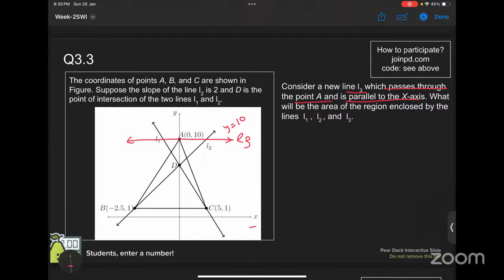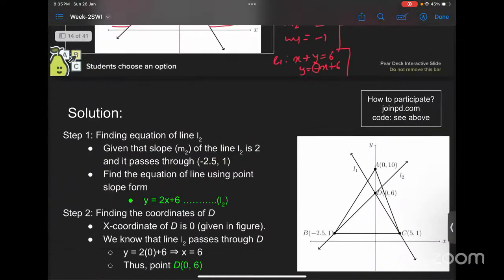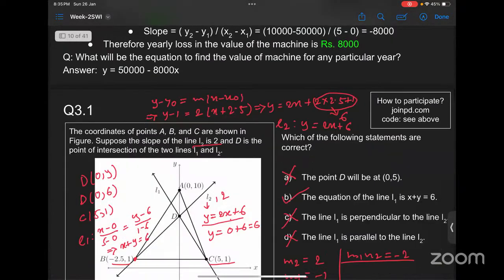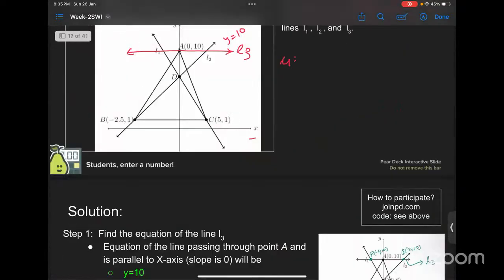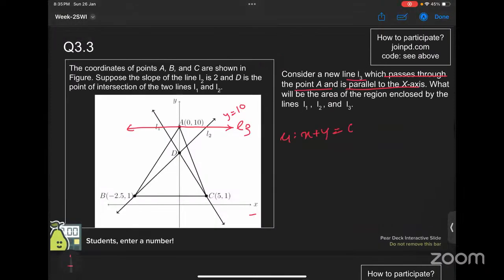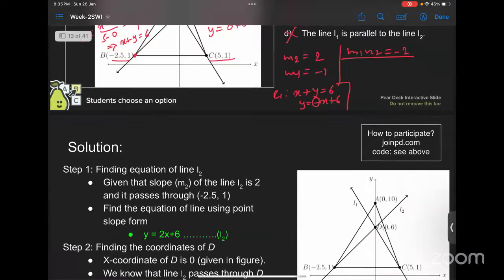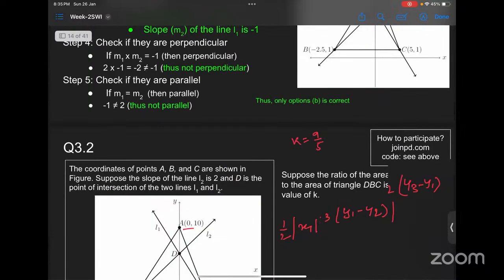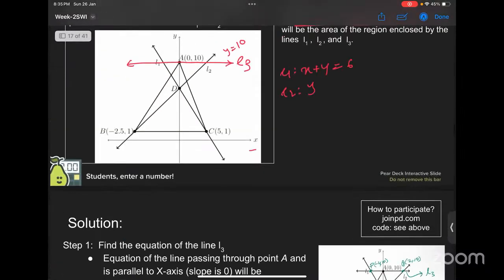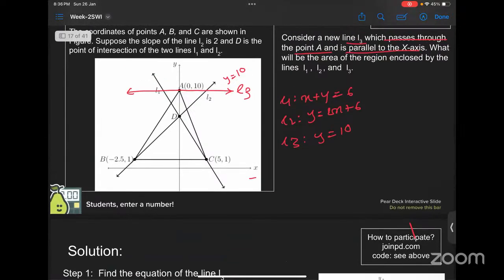And again, you have L1, the equation of the line L1 was x plus y equals 6. The equation of the line L2 was y equals 2x plus 6. And the equation of the line L3 is y equals 10. So you have all the three equations given. Now you have to solve this thing. That means you have to calculate the area of the region enclosed by these three lines.